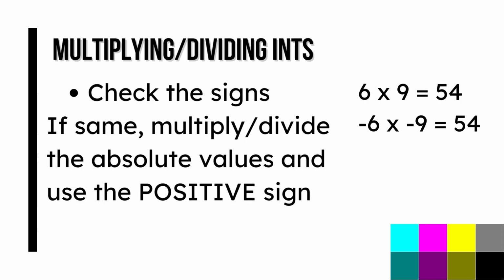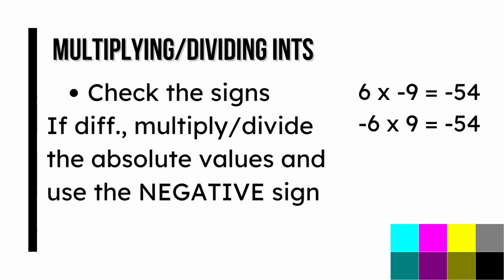So now for multiplying or dividing integers, we need to check the signs first as always. If the signs are the same, multiply and divide as normal and use the positive sign. If the signs are different, however, you use the negative sign.